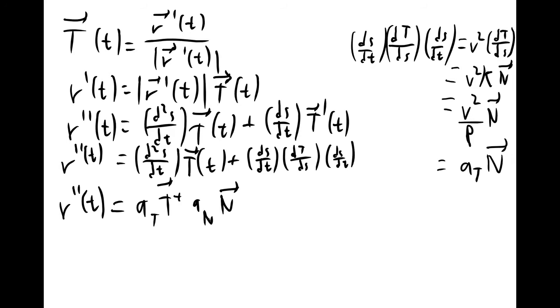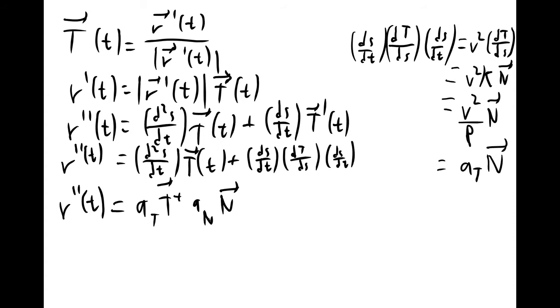We can also use curvature in acceleration by starting with the equation for the unit tangent vector and changing it into r prime of t equals the absolute value of r prime of t times the unit tangent vector. From there, we can take the second derivative and get d squared s over dt squared times T of t plus ds/dt times T prime of t. And we can change ds/dt times T prime of t into ds/dt times dT/ds times ds/dt, which simplifies into v squared times dT/ds.